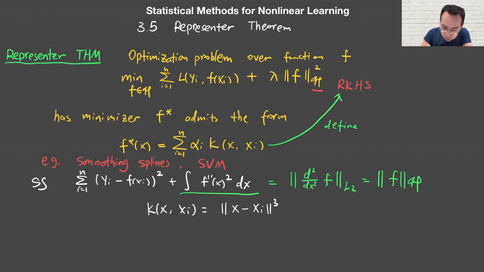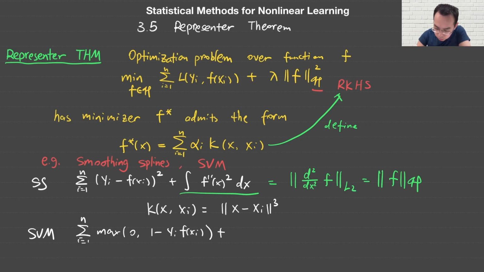Now let's look at the SVM. For SVM, we have the loss function as a hinge loss. So that has the form of max(0, 1 minus y_i f(x_i)). So you have the hinge loss plus the second term, which will have lambda times, right now I'm just going to write out the Hilbert norm here first. Okay, I also forgot the lambda in here.